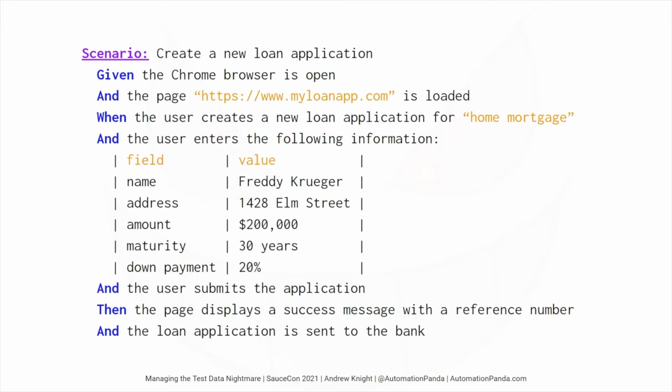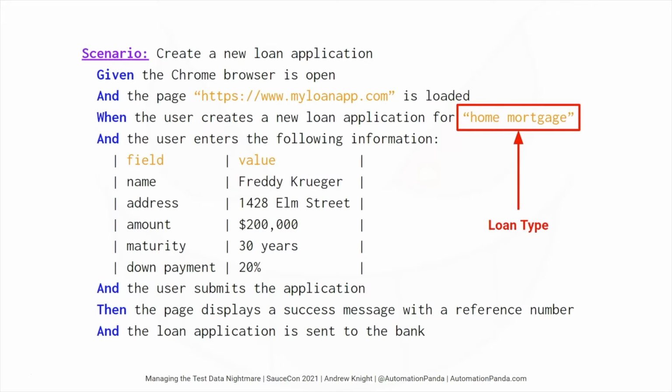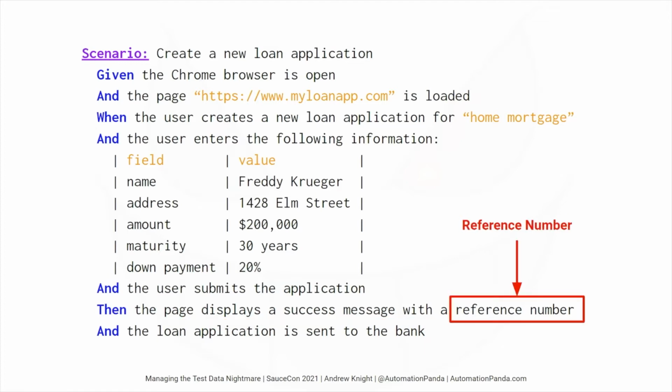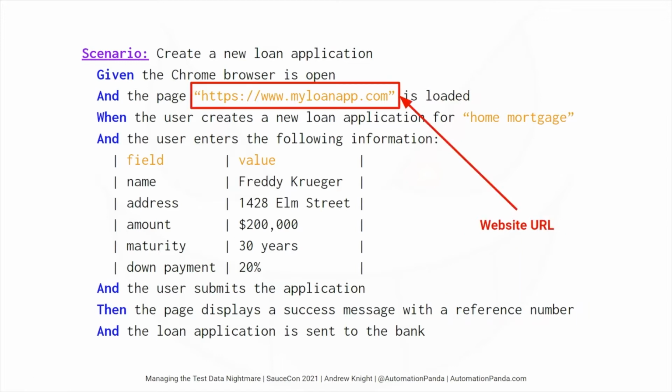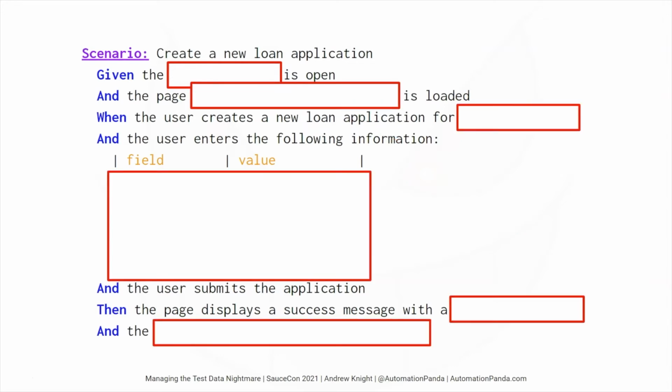There are many test data points in this short scenario. Most apparently, all the user's personal info. Also, the type of loan. There's also the record of the loan application that's sent to the bank, and the reference number for it shown to the user. Furthermore, the URL is config info, and the browser type is a test input. Test data is everywhere in this short, simple scenario. Test data is inextricable from the test. Without specific data, this test would be meaningless.